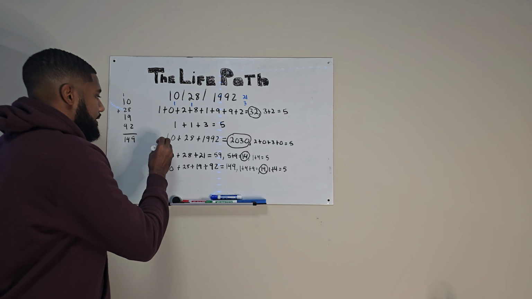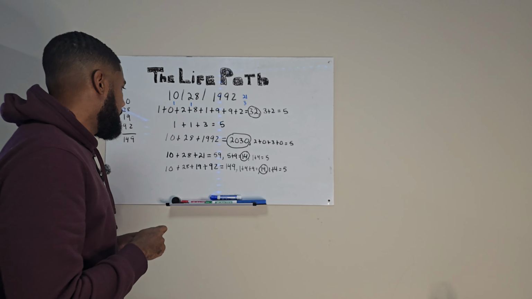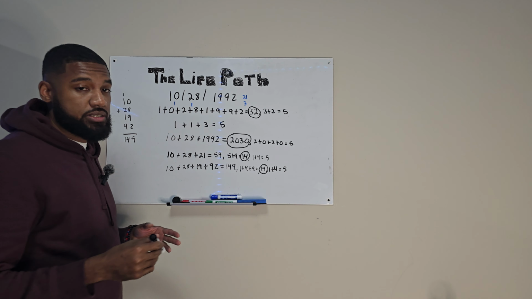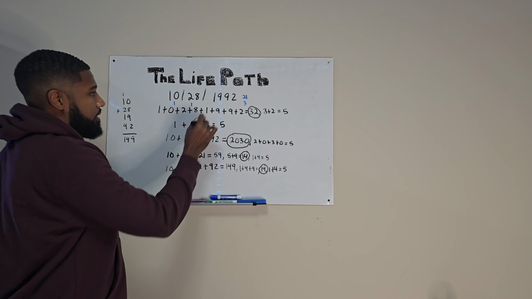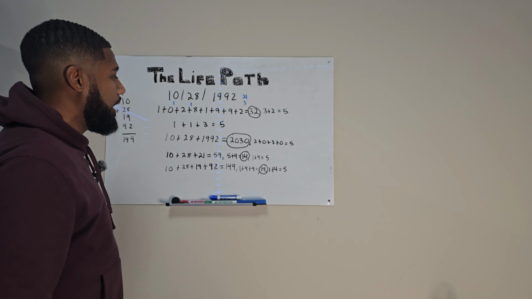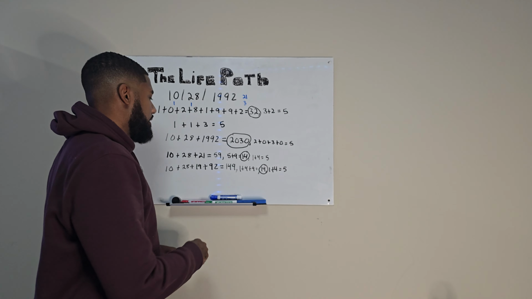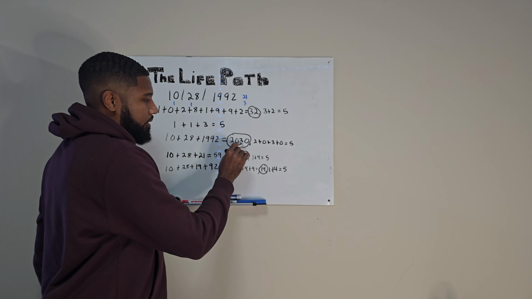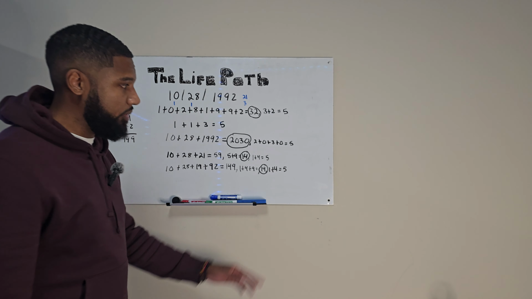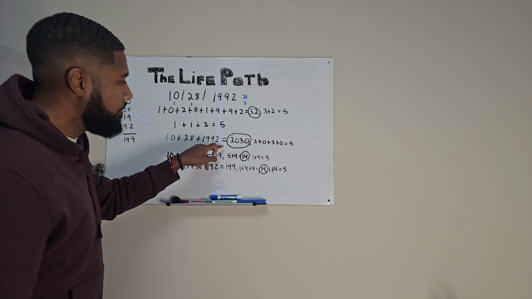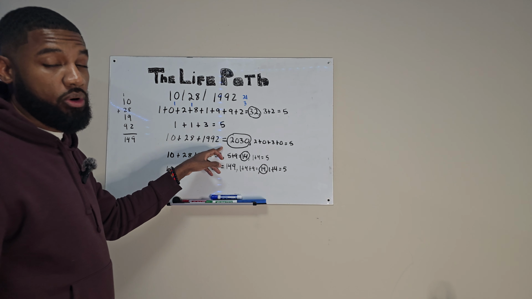Now, getting down to here. This is another one that was most commonly used as well. With this one, you keep all the numbers as is. So, 10 plus 28 plus 1992 equals out to 2030, right? And with that, 2 plus 0 plus 3 plus 0 equals 5. Again, we get the life path 5, but this number 2030, I'm going to tell you why this number may be of importance to this person.